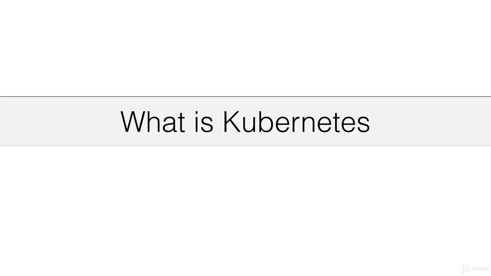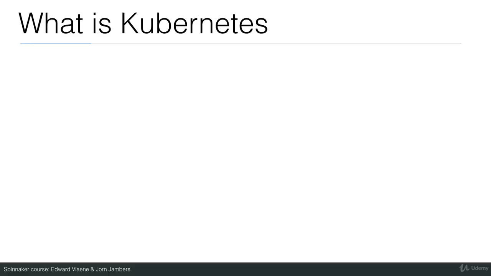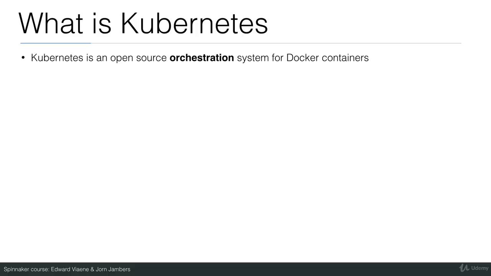First, what is Kubernetes? If you already followed one of my Kubernetes courses, then you can skip this first lecture and go straight to the next one. Also, if you don't know at all what Kubernetes is, then it might be useful for you to follow one of my Kubernetes courses, which go into detail on how Kubernetes works. So what is Kubernetes? Kubernetes is an open source orchestration system for Docker containers.